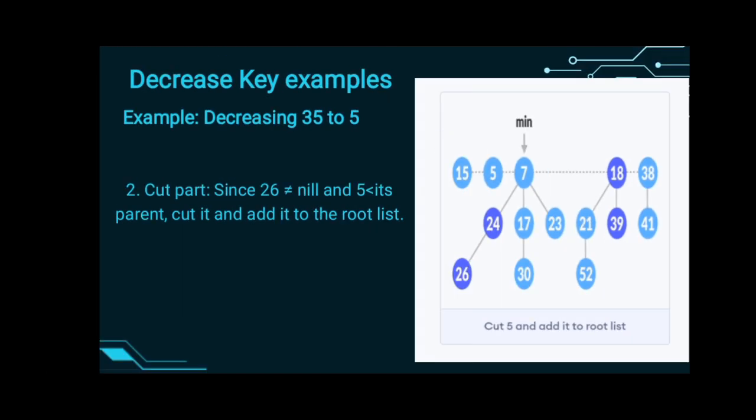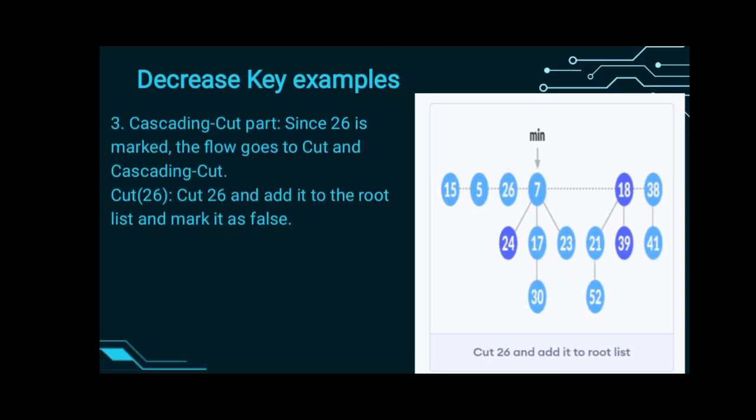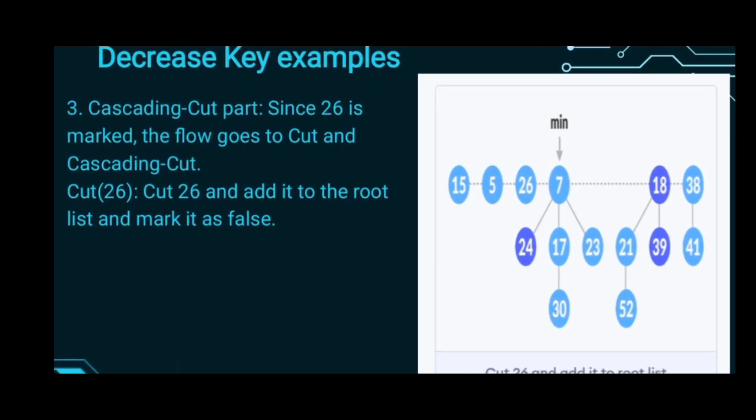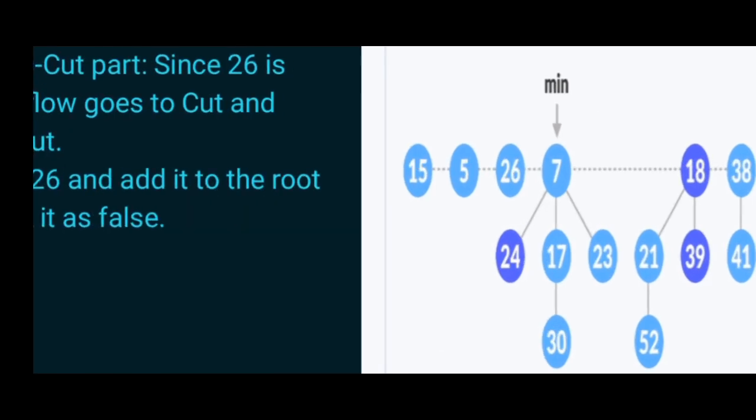Now we move on to step 3, which is the cascading cut part. Since 26 is marked, the flow goes to cut and cascading cut. Cut 26 and add it to the root list and mark it as false. So in the image, it shows tree-like structures, and in the instruction, it said we cut the 26 and it is not yet in the root list. By cutting 26, this means we're removing the node containing the value 26, and this node is the child of the 7. Removing it leaves node 7 with 24.